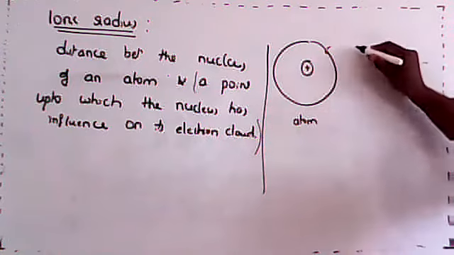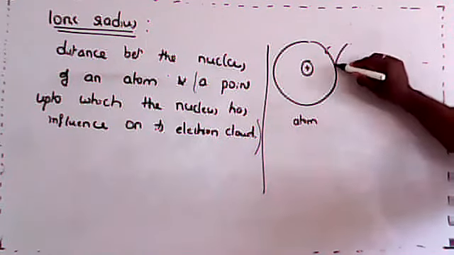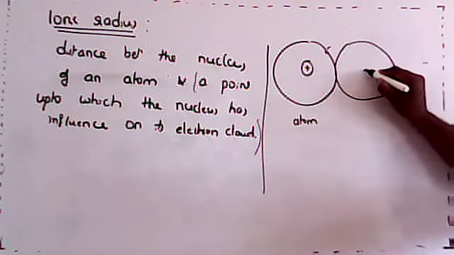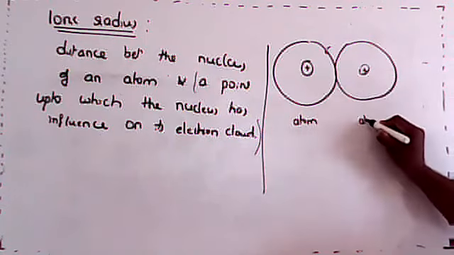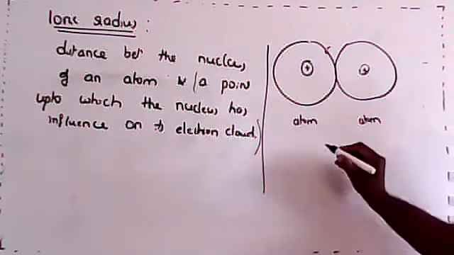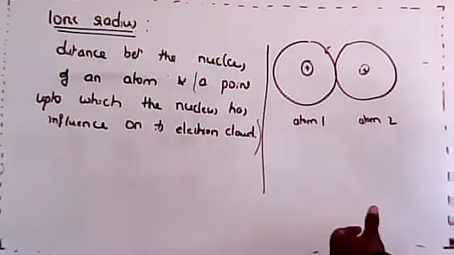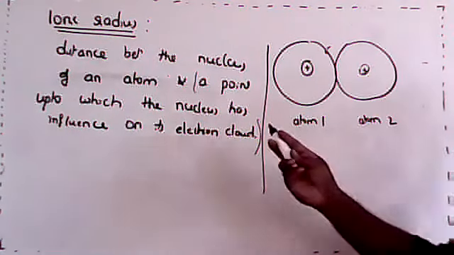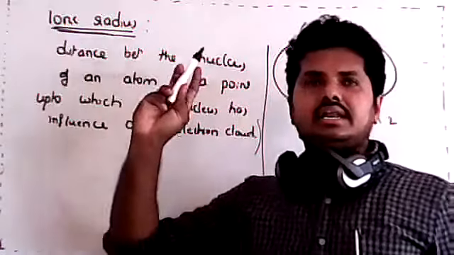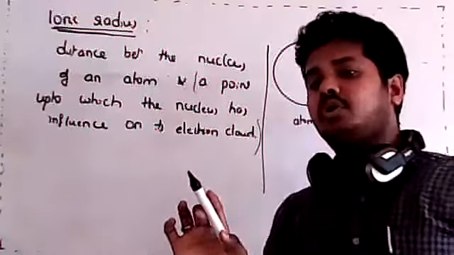This is an electron, and this is the nucleus, and this is one more atom. This is a different atom. This is atom 1 and this is atom 2. They are combining with each other with an ionic bond. Since we want to understand ionic radius, let's compare that, and they are having an ionic bond now.